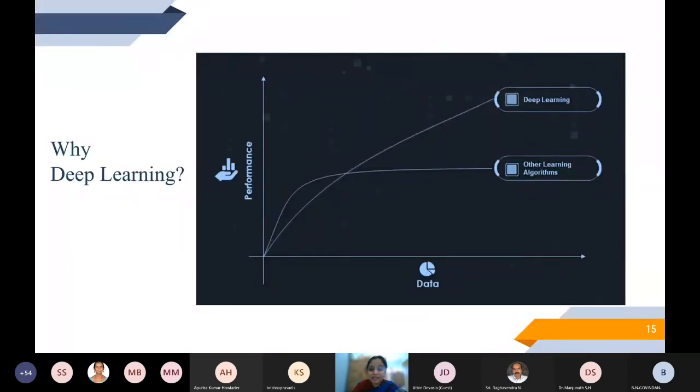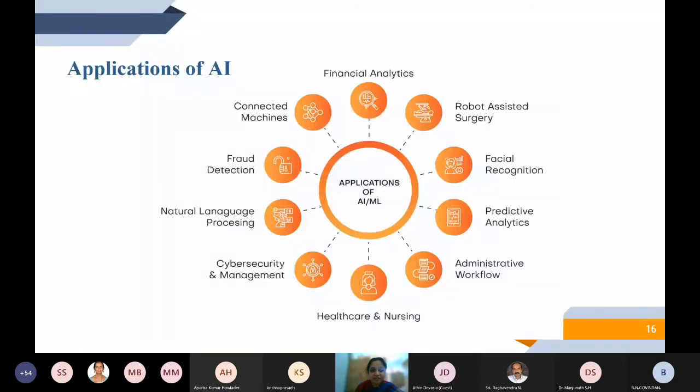So why deep learning? Why artificial neural network? It's been found that as more and more data is given, performance-wise, deep learning performs much better than the other learning algorithms. It's definitely much better in every way. It's only that it takes highly complex systems and high computations. So that's the only disadvantage with deep learning. But if people can afford it, and the time consumption also, if all these things can be done, deep learning is best for almost all the applications.